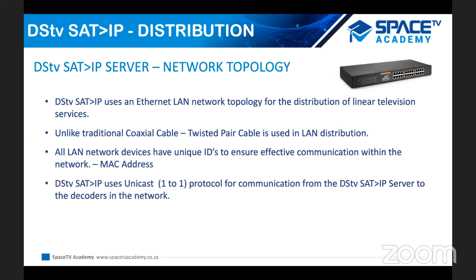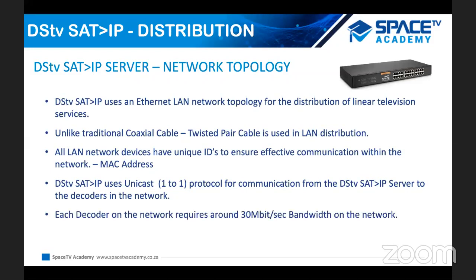The DStv SATIP, as we said earlier, uses unicast, which is a one-to-one protocol for communication from the DStv SATIP server to the decoder in the network. That is what I showed you in the illustration as well. Each decoder gets its own unique little stream, as I showed you with the colors there. There's no sharing of streams, and that is called unicast protocol, and we'll discuss the differences now.